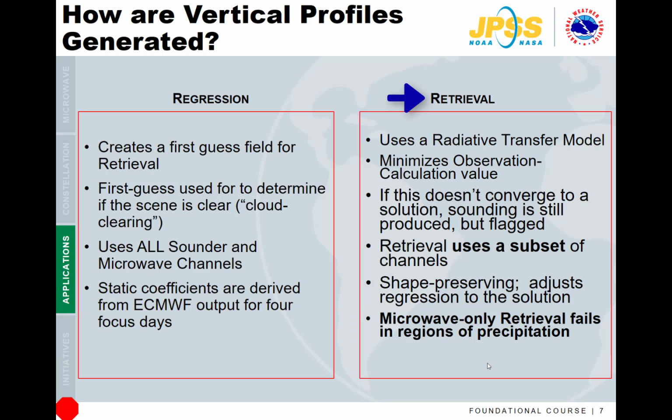The retrieval uses a radiative transfer model to iterate to a solution that minimizes the observation minus calculation value. The calculation is the top of atmosphere radiance spectrum calculated within the radiative transfer model. The observation is the top of the atmosphere radiance spectrum. Initially, this is computed using the regression output. In regions of clouds where infrared retrievals typically fail, microwave data can still produce a retrieval. Microwave retrievals can fail where precipitation is falling.